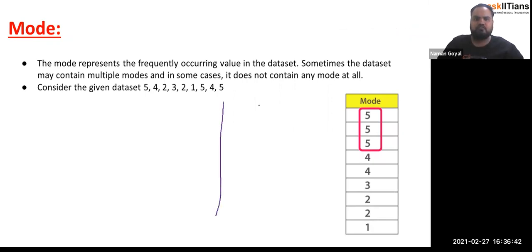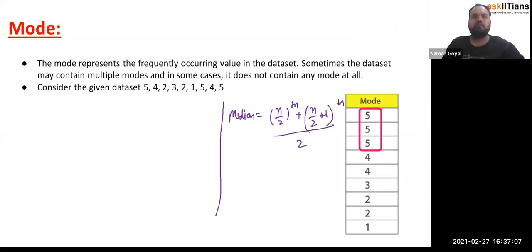So for case two, median is n by 2th term. The average is what? The average of two quantities. If we have two numbers A and B, what is the average of those two numbers? A plus B divided by two. So the median for that particular data is the n by 2th term plus the n by 2 plus 1th term, upon 2. Are you getting my point?